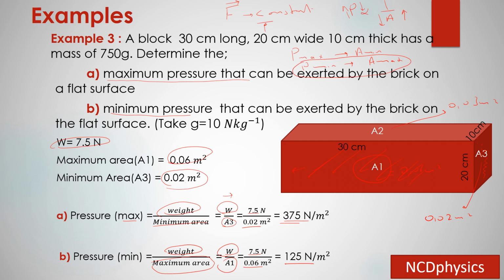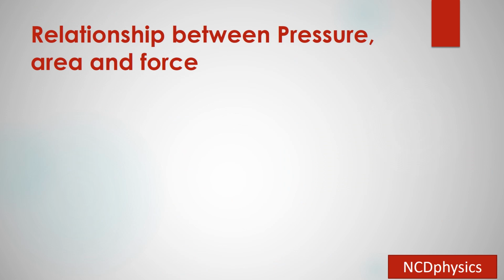So you see here the area is large, but the pressure produced is less. Here the area is very small if you compare with the rest of them, but the pressure is very high. Okay, so the lower the area, the higher the pressure. This is the key point of the equation, the relation between pressure, area and force.